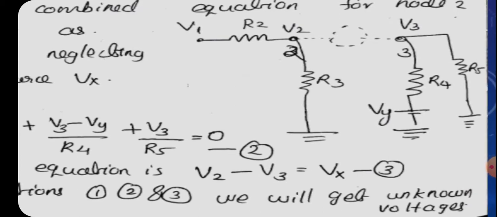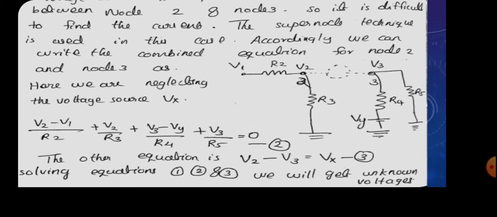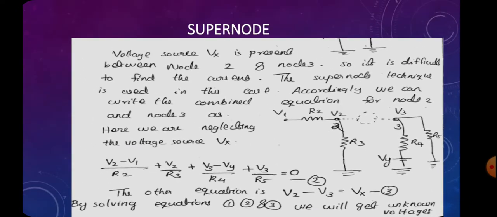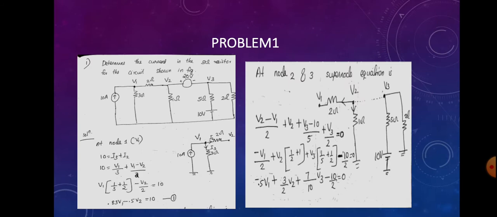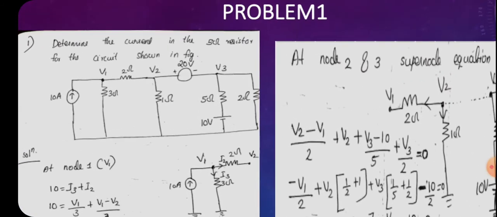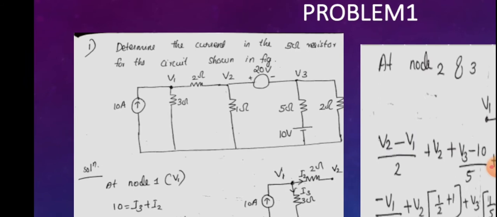So we got three equations and three variables, V1, V2, V3, and we can solve these three equations by Cramer's rule. This is how we can solve a circuit if it contains a voltage source in between two nodes. So this is the super node technique, and if you solve a problem you will get the idea more clearly. So this is the first problem, problem 1.